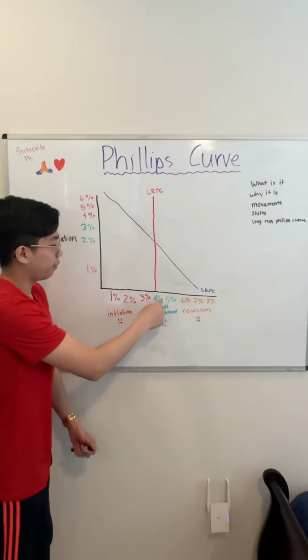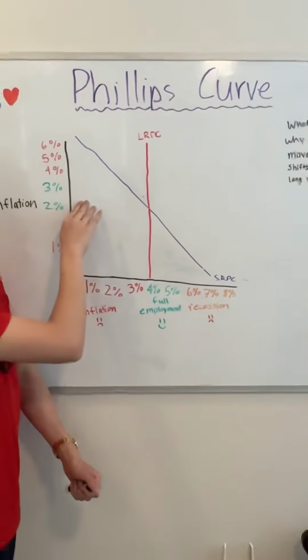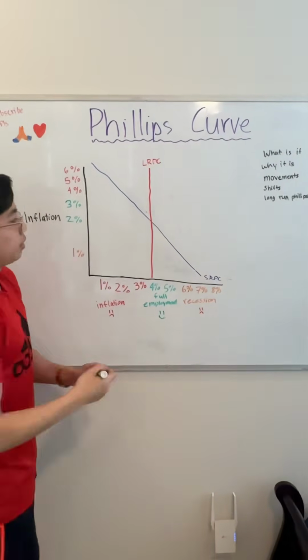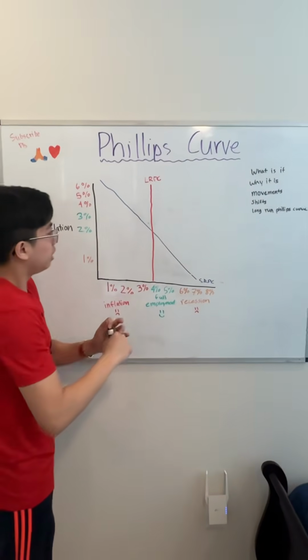Typically, full employment is around 4 to 5% unemployment and 2 to 3% inflation. That's typically what full employment looks like.